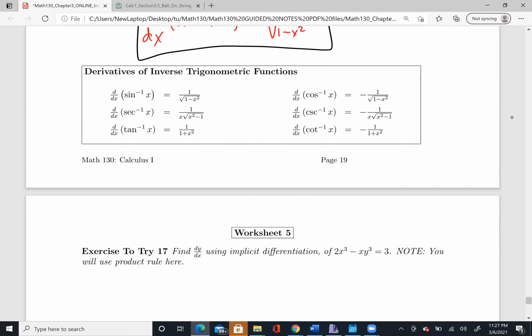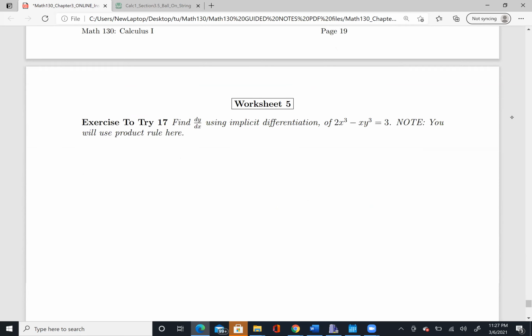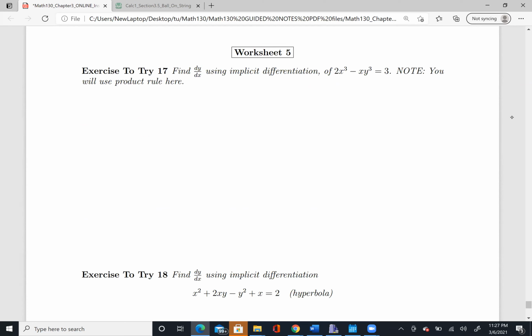Okay, so move to the next page. You can see we're going to have worksheet number 5 with exercises to try 17, 18. But let's talk about 17. What we do is find the derivative of y with respect to x using implicit differentiation of 2x cubed minus x times y cubed equal to 3. Remember that you will use the product rule here because of this term, right?